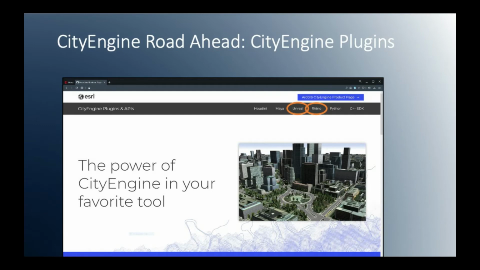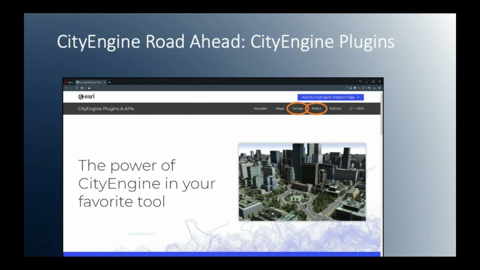Next up is the CityEngine plugins. So we're finalizing our plugin and API offerings, and we're creating a web page for this. I think some of you know that we already have plugins for Maya and Houdini, as well as our Python bindings, and of course the C++ SDK as well. But you can see that we have two new ones in here. It's Unreal and Rhino.